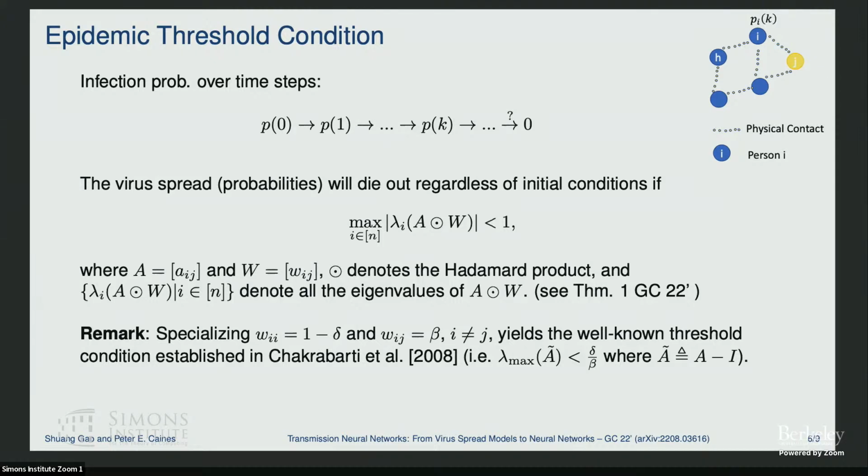Specializing this to the special case where the recovery rate is uniform, delta, and the transmission rate is uniform, beta, it gives you the standard, well-known threshold condition for epidemic spread.